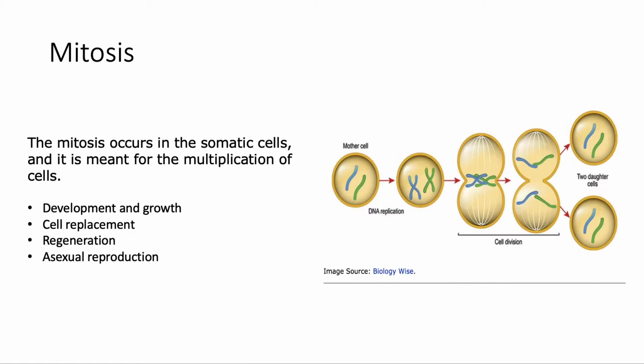So mitosis occurs just in somatic cells, and basically starts with one mother cell and ends with two daughter cells that are identical to the mother cell. So it's just a cell division, and this process is so important for development, cell replacement, regeneration, and other processes. But as you can see here, there is no genetic variation. Mitosis starts with one mother cell and ends with two daughter cells that are exactly the same.